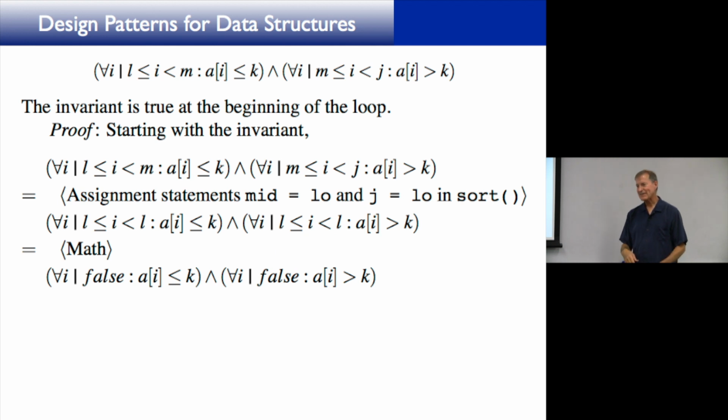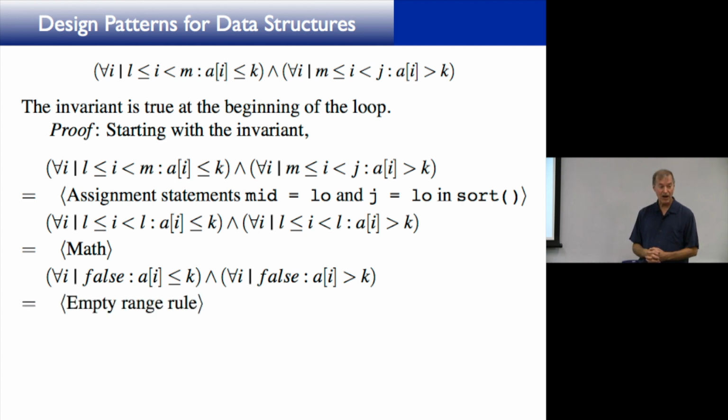All right, you guys, a little review of discrete structures. What happens if we have false in the range? It's the empty range rule. And with the empty range rule, what is the value of the quantification? It is the identity of the operation. Now, what's the operation of for all? Is that conjunction or disjunction?